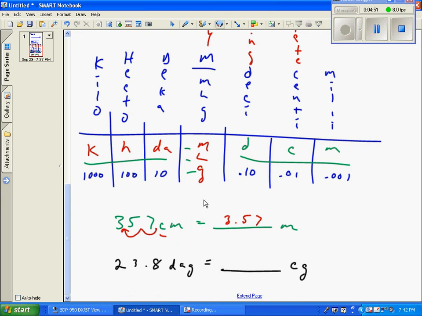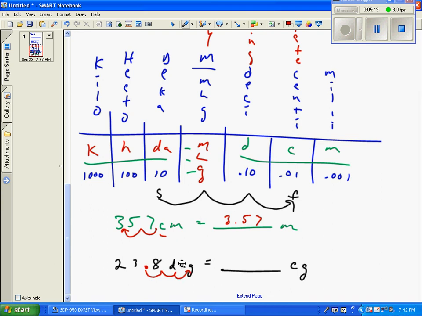So I know this is decagrams because I see a DA here in front of the base unit. Since that's the case, I'll start here at deca, since I'm beginning with decagrams. I'm going to finish with centi. 1, 2, 3 to the right to make that move. Go back to my decimal place, and I need to move it 1, 2, 3 to the right.